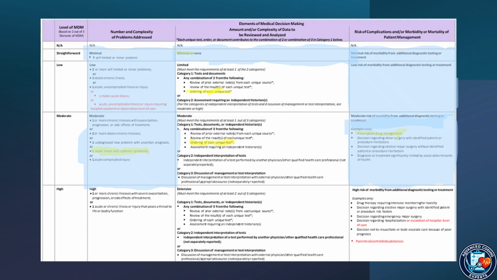So acute illness with systemic symptoms, because it's abdominal pain and a fever, would score it moderate in COPA. They only did an ultrasound, so that's one unique test, so that would be minimum in data. And they gave a prescription, which would be moderate in risk. We only need 2 of the 3 columns. So if you look across at the rows, moderate, we have 2 of the 3 columns. So we would score this chart as moderate, which would be a level 4.